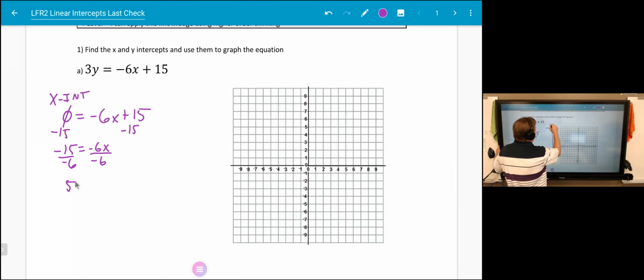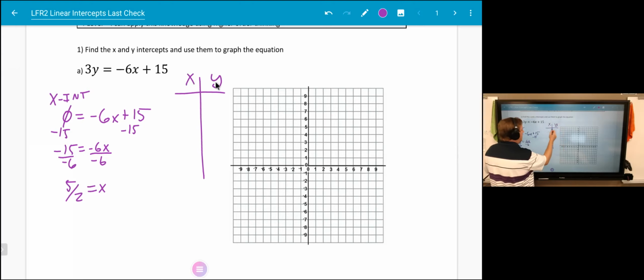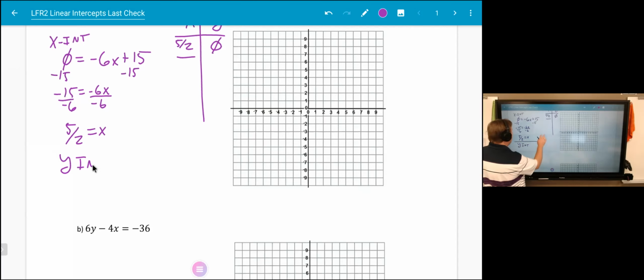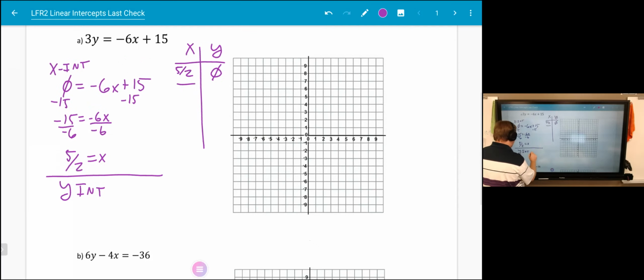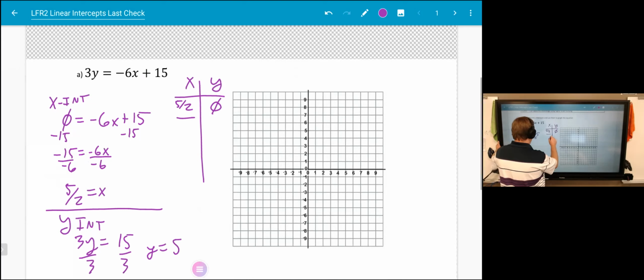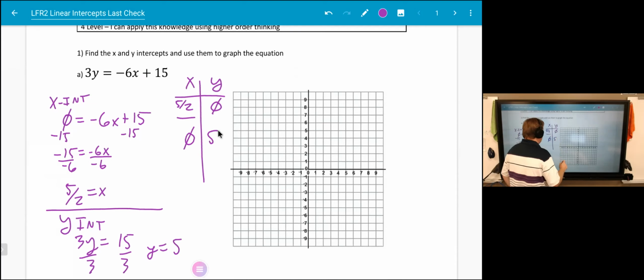I'll make a little table over here. I like to make these tables. Again, for the x-intercept, that's when y was 0. We found that x was 5 halves. To find the y-intercept, we need to set x equal to 0. So I have 3y equals 15. That one's nice, right? Divide both sides by 3, and y equals 5. So when x was 0, y was 5. So 5 halves in my x, 5 in my y.